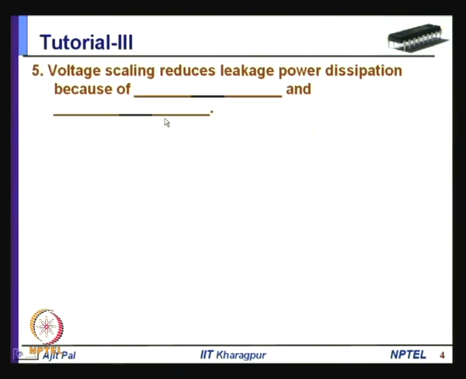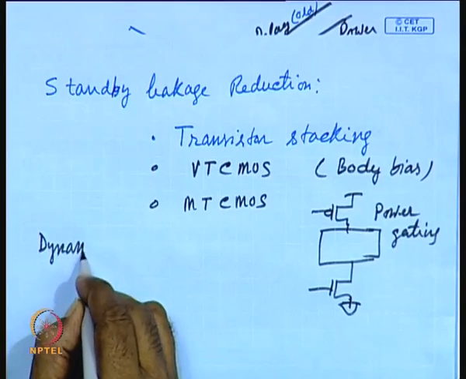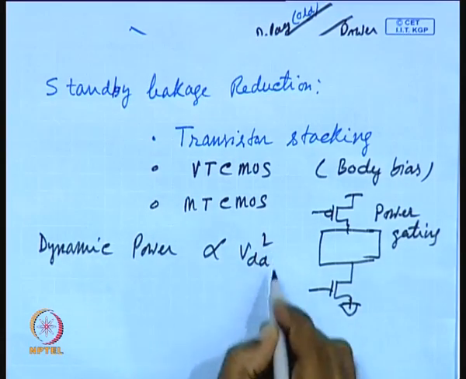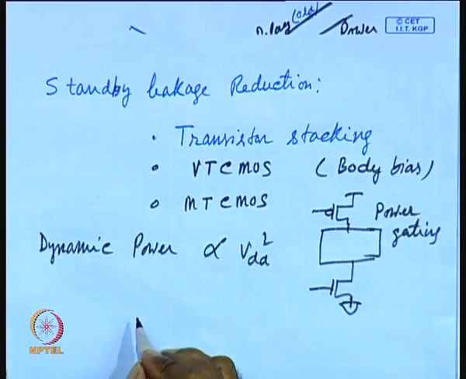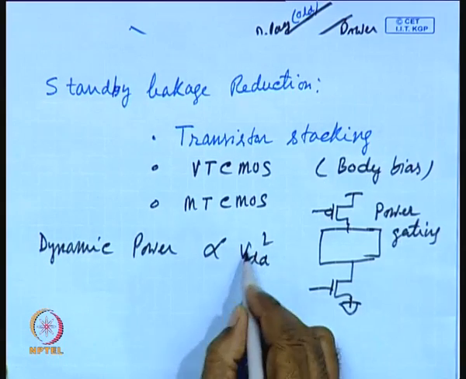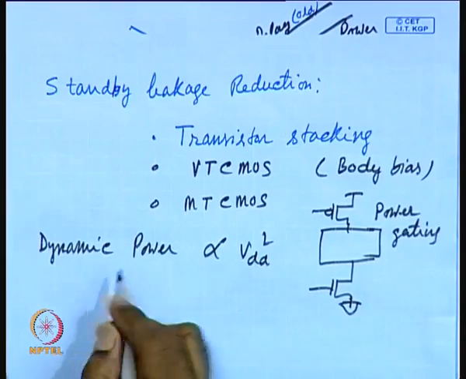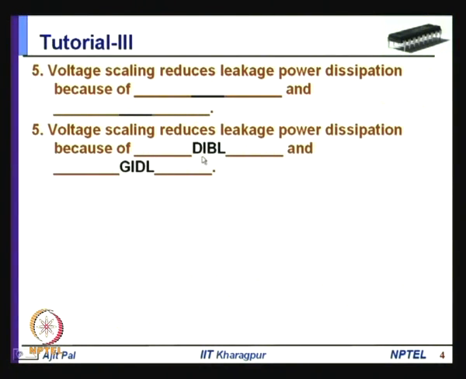You may remember that voltage scaling is commonly used for reducing the dynamic power, because you know that dynamic power is proportional to VDD square. But you can say there is a side effect. Side effect is that if you reduce VDD by several techniques, it can be static voltage scaling or it can be dynamic voltage scaling, whatever you do, as you reduce the supply voltage, the leakage power reduces because of two factors. One is your drain induced barrier lowering.